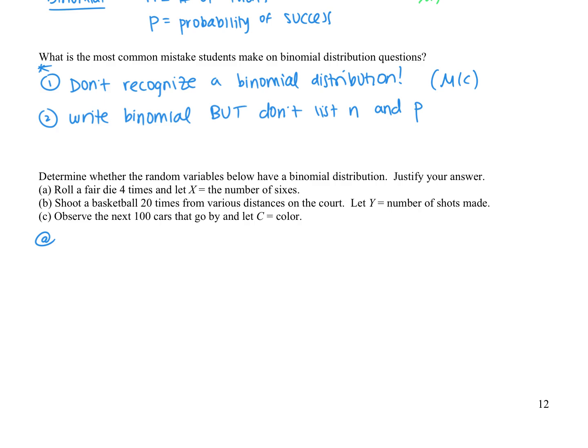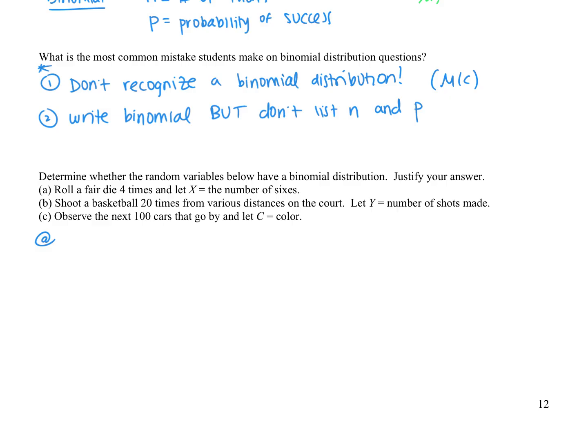Are we looking at a certain number of successes in a fixed number of trials? And then do all four conditions apply? So A, we roll a fair die 4 times and we count the number of sixes. So first question, are we looking for a certain number of successes in a fixed number of trials? What's our fixed number of trials? 4, right? We roll the die 4 times.